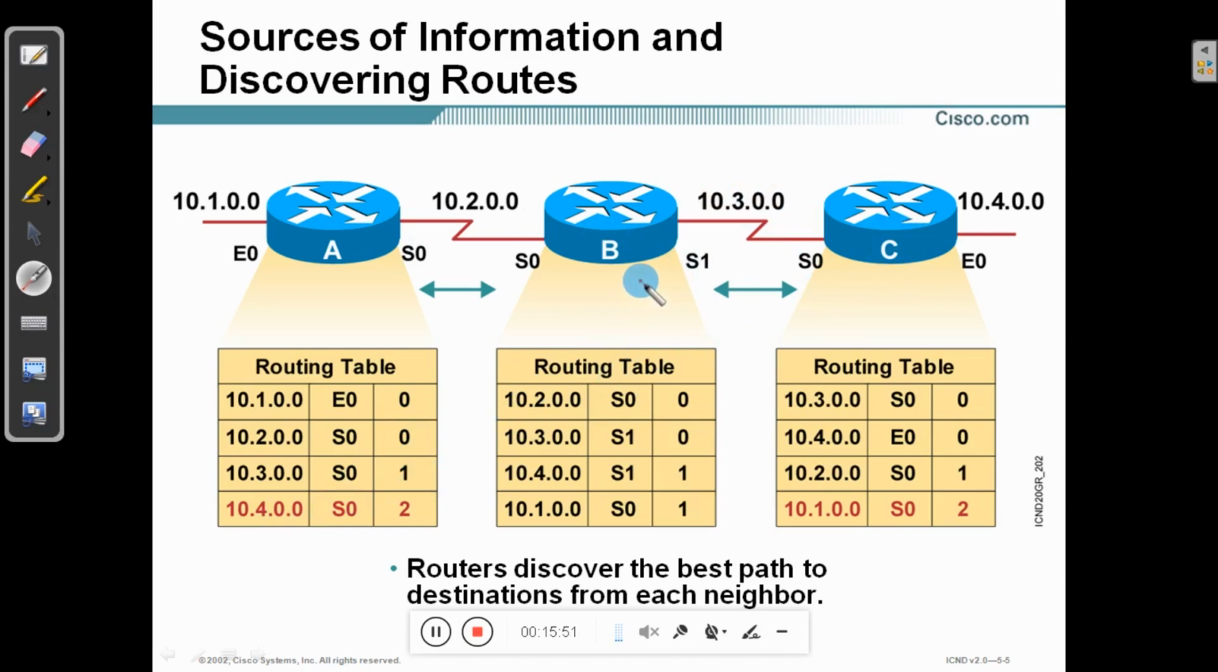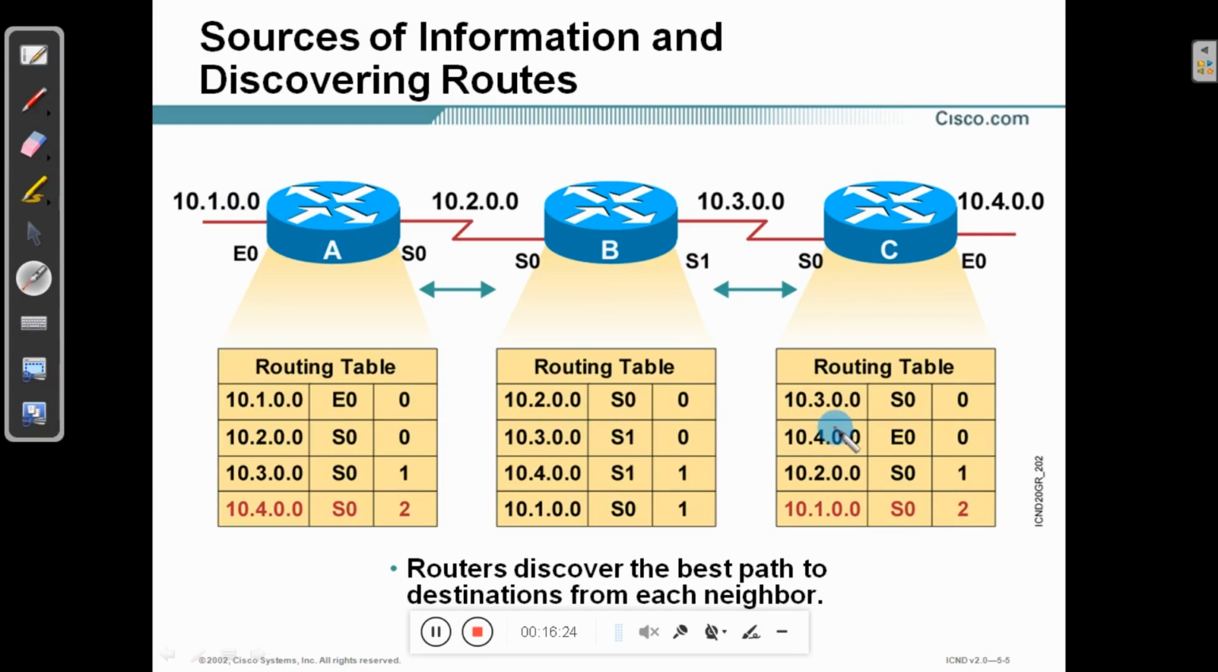Similarly for this router, this is the information. For router C, 3.0.0 is directly connected, and 4.0 is directly connected, but it learned about 10.2.0.0. To reach 10.2.0.0, it has to send the packet through interface S0, and it is 1 hop away. And for 10.1.0.0, it has to send the packet through S0 once again, but it is 2 hops away. Like this, at a particular time, each router has an updated routing table.